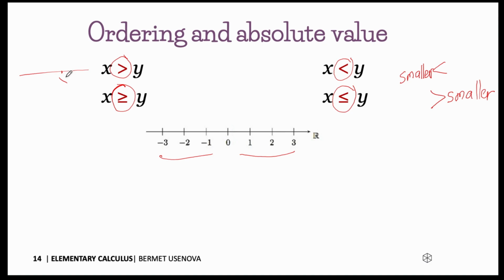If x lies on the right of y, x is bigger than y. And correspondingly, if x lies on the left side, then it's smaller. For example, 2 is greater than -1, and at the same time, it's less than 3.